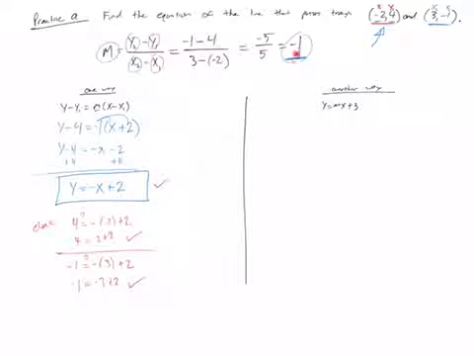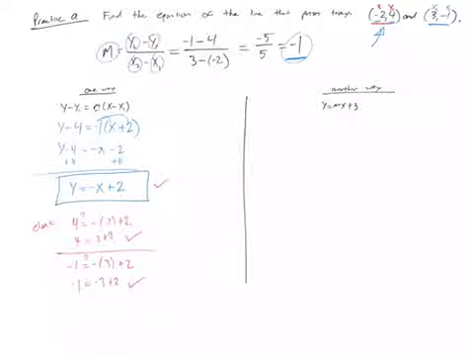Well, here we know the slope, right? The slope is negative 1. And then here we know a point, an x and a y on the line. So what we're going to do is plug in the slope, and plug in these x's and y's, and then we'll have to find the y-intercept.